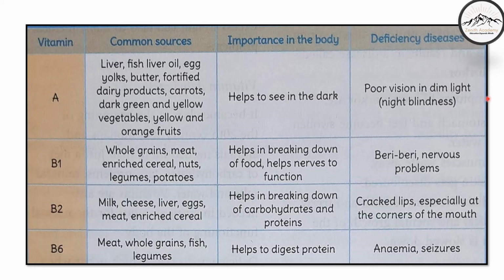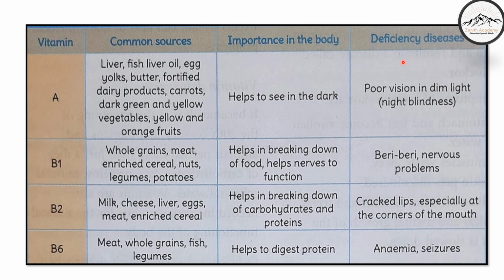So this chart we have already studied in part 1 of our video. Here are the different vitamins and the different deficiency diseases caused due to lack of these vitamins. So you should remember these very well, take a screenshot or write it, and always remember that the deficiency of vitamin A will cause poor vision in dim light, that is night blindness. The deficiency of vitamin B1 will cause beriberi or nervous problems. The deficiency of vitamin B2 will cause cracked lips, especially at the corners of the mouth, and the deficiency of vitamin B6 will lead to anemia and seizures.